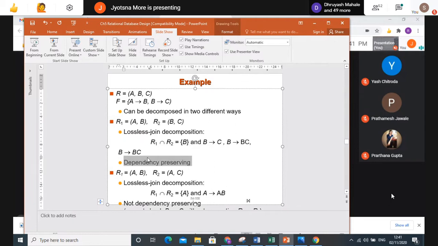Till here, forget about the second part. First decomposition is lossless join decomposition. If you are getting R1 or R2 after intersecting this, I am getting here BC, which is R2. Correct? Clear, everyone? Shall I explain the second part so that it will be more clear? I'll just remove this. Sorry, this is required for your reference. I'm just removing this.